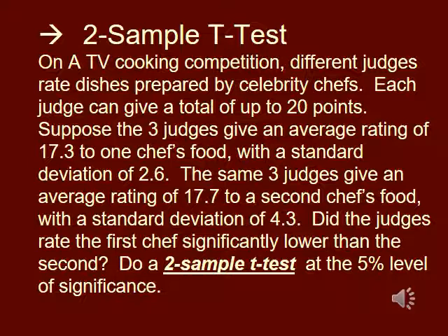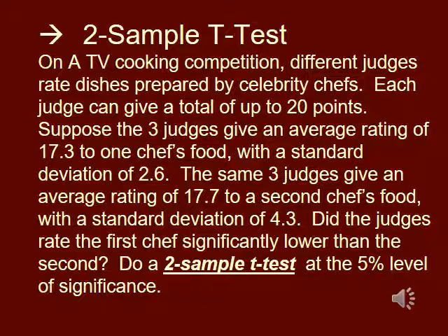Two more quick examples we're going to look at. This one says, on a TV cooking competition, different judges rate dishes prepared by celebrity chefs. Each judge can give a total of up to 20 points. Suppose the three judges give an average rating of 17.3 to one chef's food, with a standard deviation of 2.6. The same three judges give an average rating of 17.7 to the second chef's food, with a standard deviation of 4.3. Did the judges rate the first chef significantly lower than the second? We're supposed to do a two-sample t-test at the 5% level of significance.